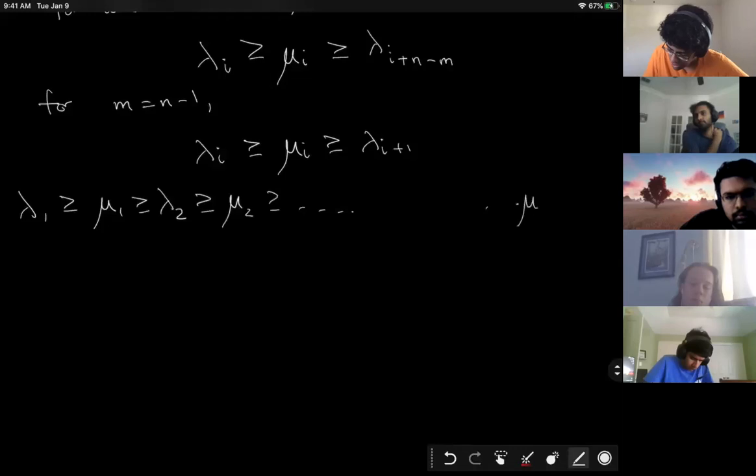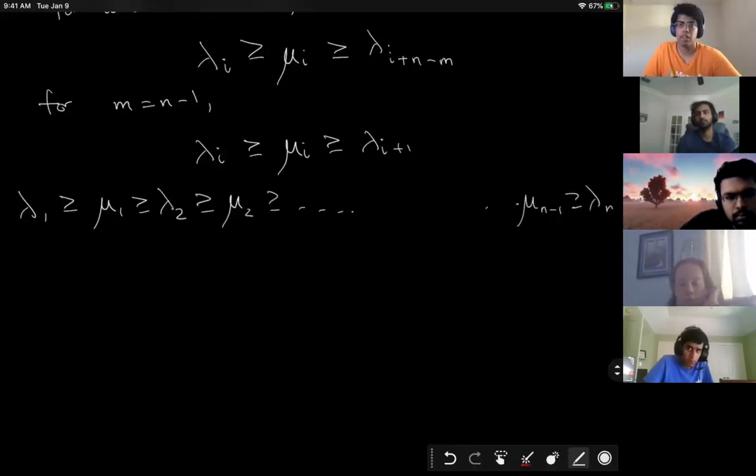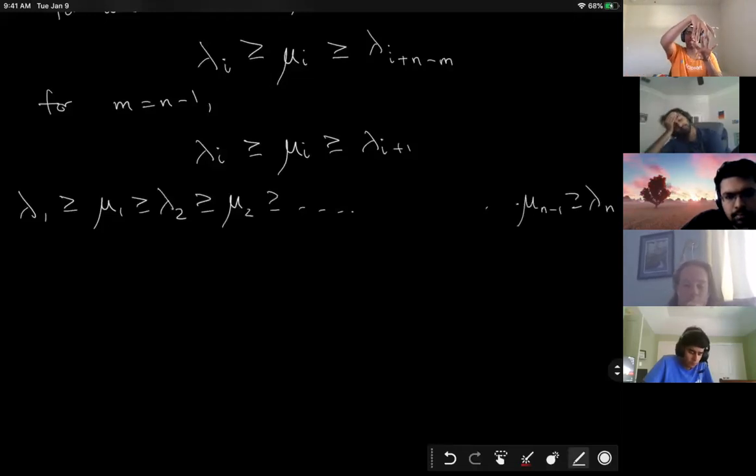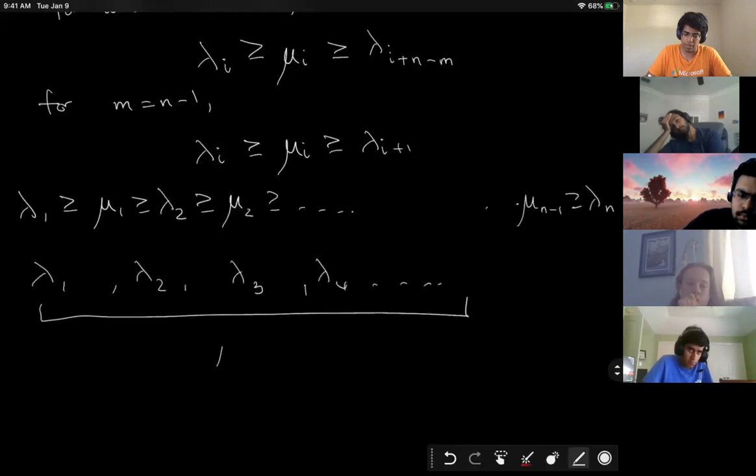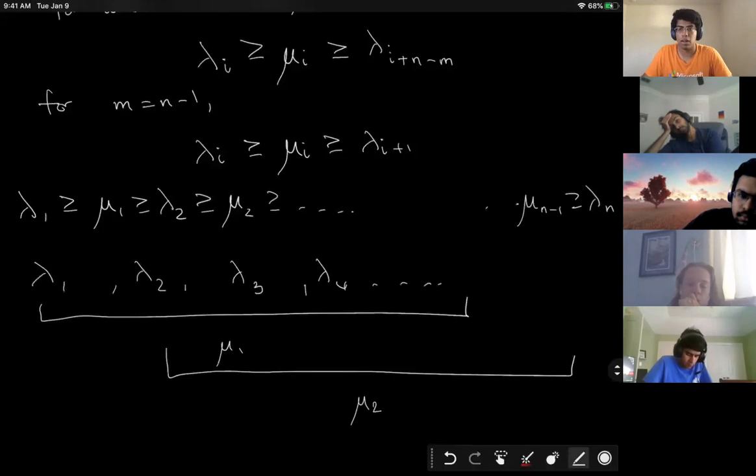So the name interlacing theorem also kind of helps. The eigenvalues just kind of interlace themselves. When you have m which is smaller than n minus 1, if you write out the lambdas, you have lambda 1, lambda 2, lambda 3, lambda 4, and so on. Then mu 1 is within some window of the eigenvalues, and mu 2 is within some other window of the eigenvalues, and so on.